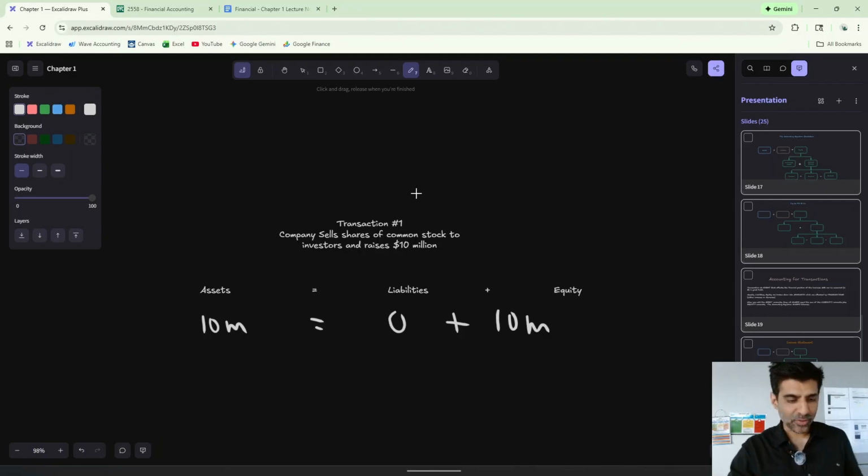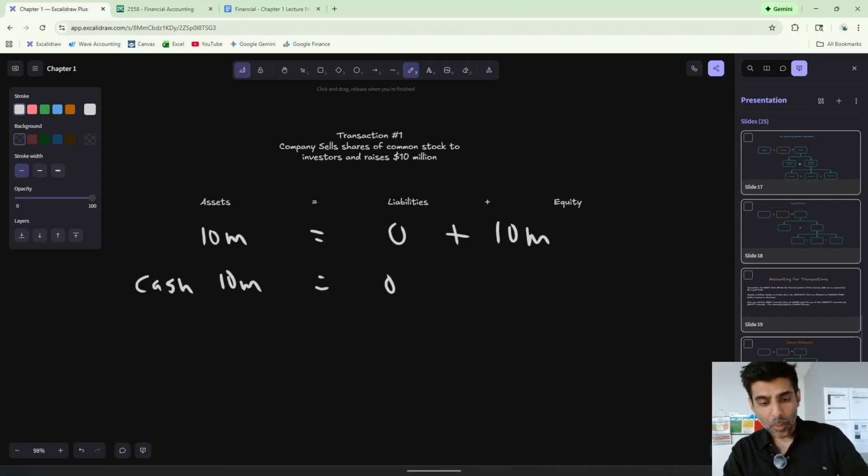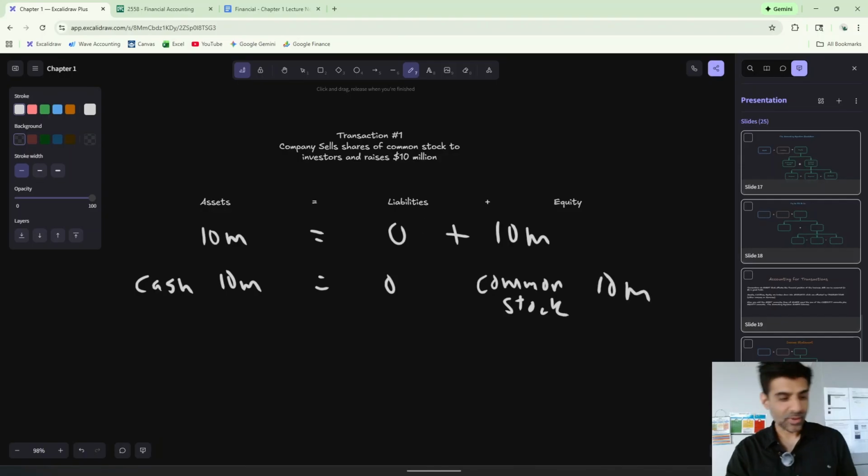The way that we would have this organized is we're going to now have cash, 10 million, equals no liabilities, and we have common stock. That's the account for this. Common stock, 10 million. So now we have a little more detail. What are the accounts that were involved in this transaction? We have cash, an asset, equals common stock, which is an equity account, and we can see a little more detail of what happened.